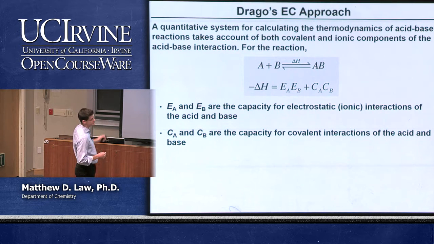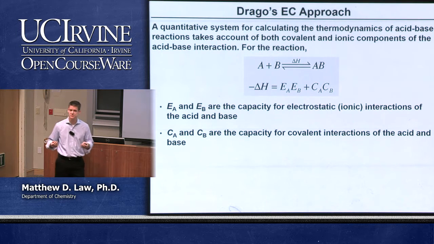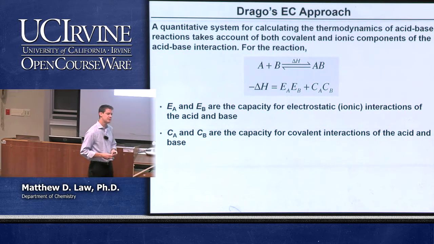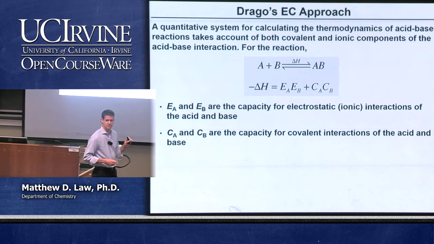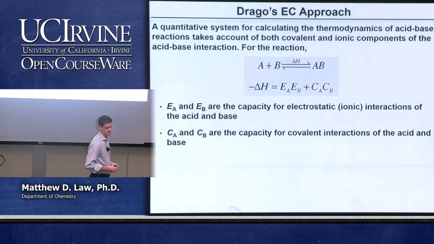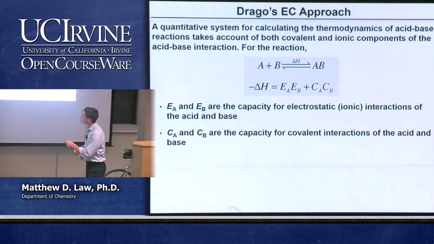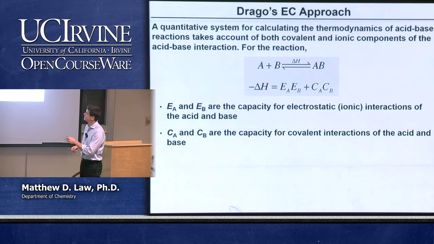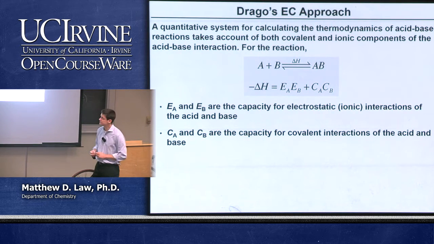So this is a quantitative system where you have tabulated values that are generated from equilibrium constants and other experimental data, where we can estimate what the overall enthalpy change is going to be for a certain reaction. Okay? And in their model, they consider an acid and a base, and they're looking at the enthalpy change of the adduct formation.